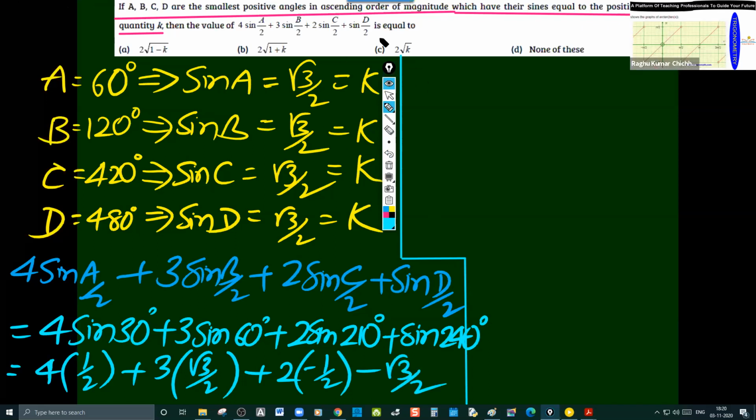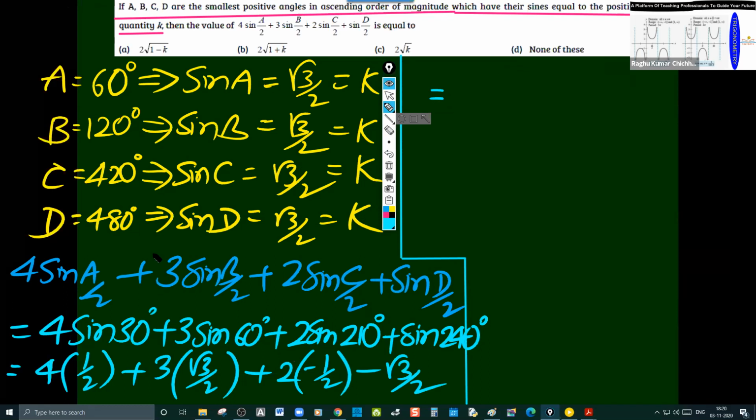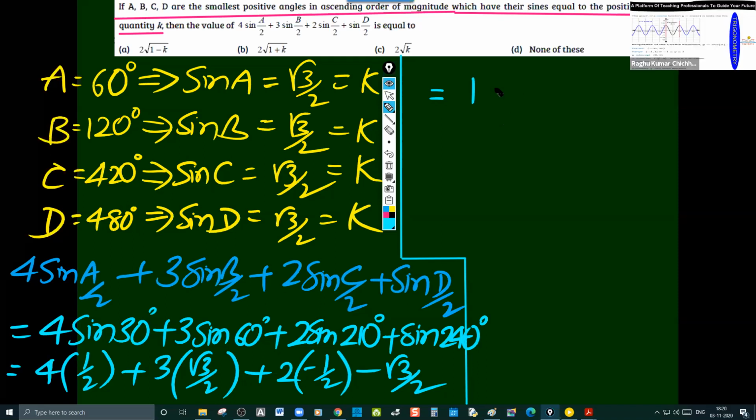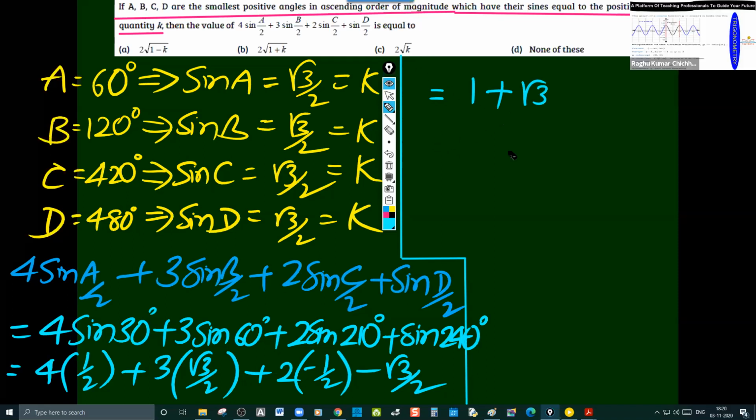Now tell me, what should be the sum of this? Let me write that. The sum is 4 by 2 minus 2 by 2, that is 1. And this is 3 root 3 by 2 minus root 3 by 2, which is 3 root 3 minus root 3, 2 root 3 by 2, that is root 3. This is what we have got.